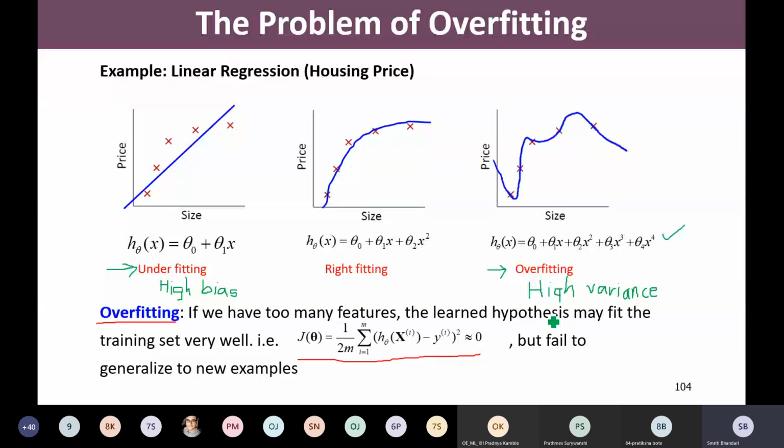I'll repeat, the overfitting problem typically is faced if we are having many features describing a sample and if we are having very few samples in our training data set. So few samples in the training data set, but every sample is having too many features. Then there is a possibility that we may face this problem of overfitting.